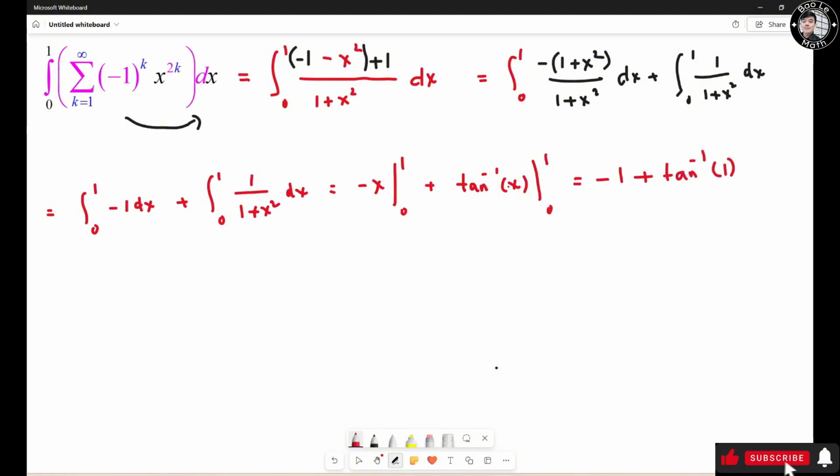Now inverse tangent of 0 is going to be 0. So this turns out to be negative 1 plus pi over 4, or pi over 4 minus 1. This one is the final answer. If you have another way to solve this problem, please leave a comment.